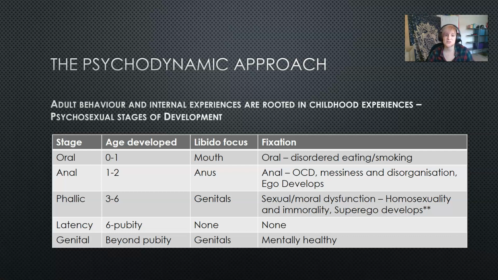Finally, we have the genital stage. Now, this is after the child has gone through puberty, and at this point the libido focus moves back to their genitals. So they again gain pleasure through their genitals, and they start to engage in sexual contact with members of the opposite sex. At this point, if they gain a fixation, this is perfect because this is where they are mentally healthy. So fixation at the final stage, at the genital stage, results in mental health and no sexual immorality.